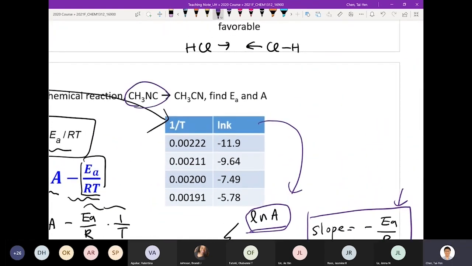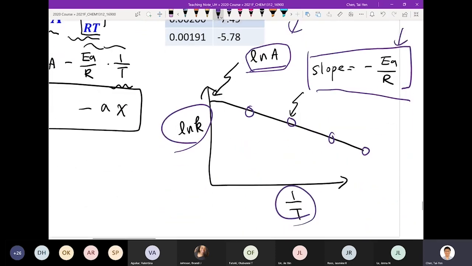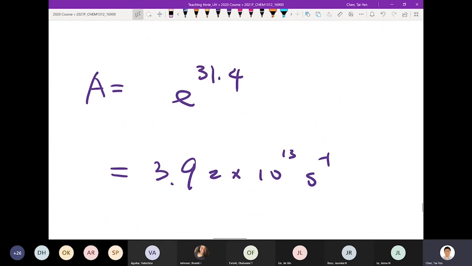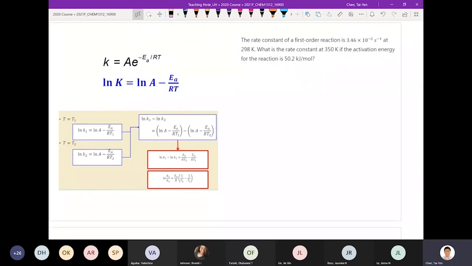This reaction is just an isomerization process, so it doesn't have the collision term. So here the A is telling you how fast this molecule vibrates, so it can reach the proper orientation that leads to the product formation. If you look at this number, it's quite crazy: 3.92 times 10 to the 13 per second. That means within a second, your molecule vibrates that many times to sample the proper configuration that can lead to the product formation.